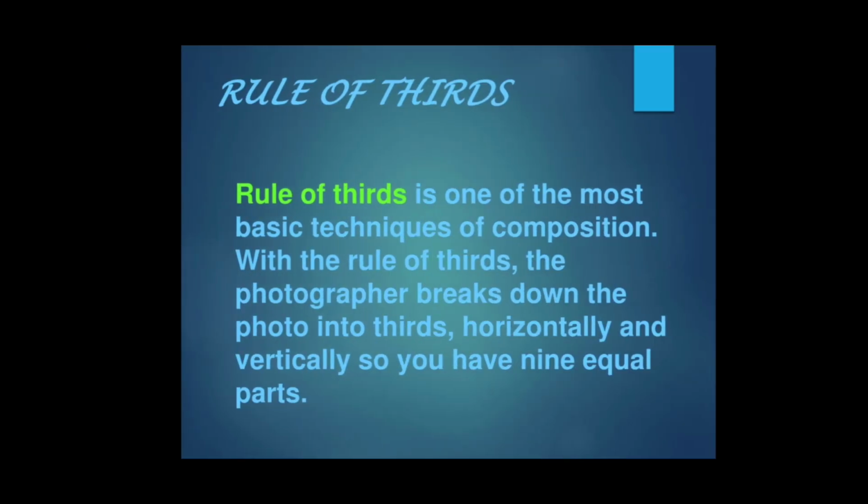And a very important one, rule of thirds. Rule of thirds is one of the most basic techniques of composition, and an important one too. With the rule of thirds, the photographer breaks down the photo into thirds horizontally and vertically, so you have 9 equal parts.